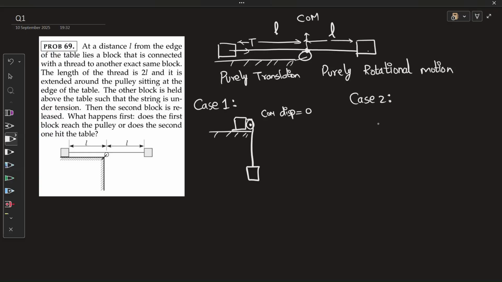Let's go for case 2. In case 2, this block hits the pulley first and this remains in the air at the time of hitting. At the time of hitting, this hits the pulley. This is here. At this point, let's consider them as point masses. The center of mass would be slightly shifted here because the mass is here and the distance is approximately 0, and here there is a particular length. Here the center of mass moves right.